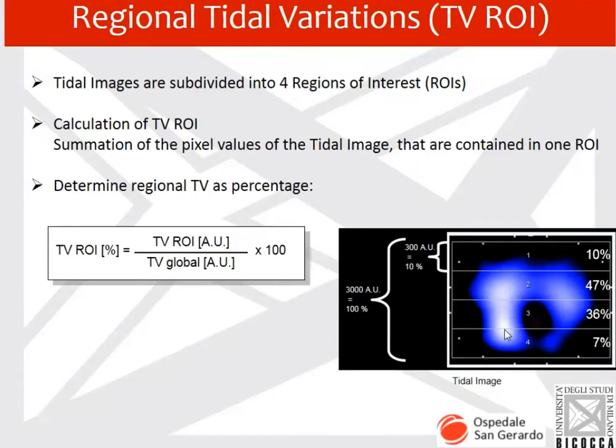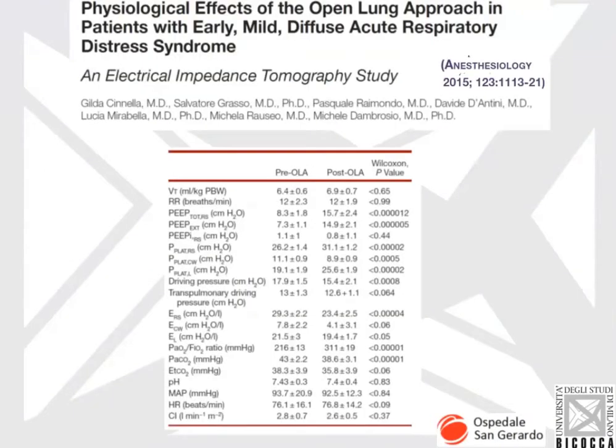How can this be used in the clinical practice? What now? What if we know that we have 7% of ventilation in the dorsal region? Well, this is very important because it's an important readout of our therapeutic strategies.